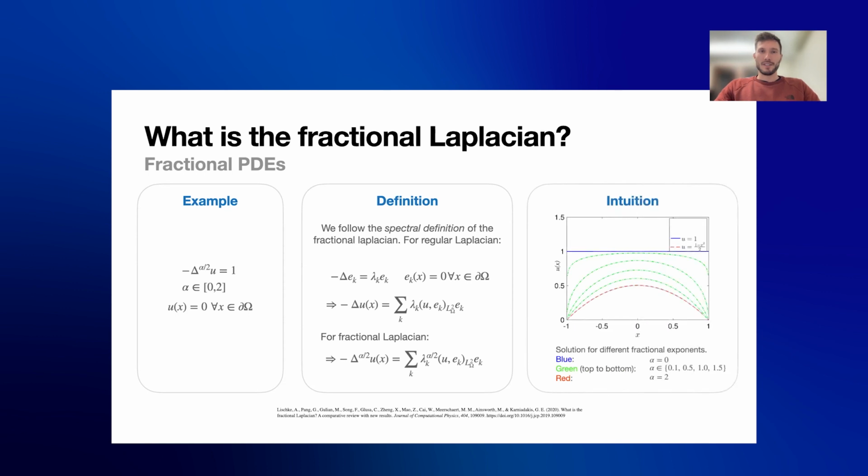All right, here you see the solutions for different alphas. In blue, we have the reference for alpha equal to 0. The curved red line is alpha equal to 2. So these are the two classical problems in our problem setup. And then in between, we see the different green lines. These are coming from alpha equal to 0.1, 0.5, 1.0, and 1.5 from top to bottom.